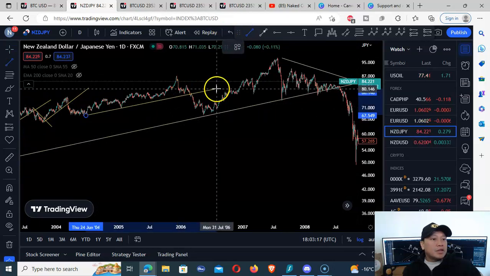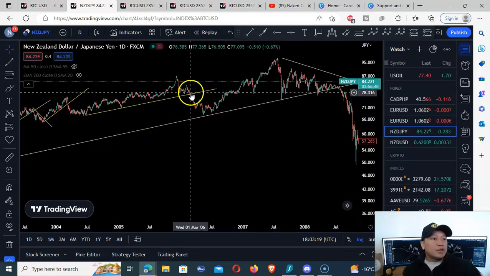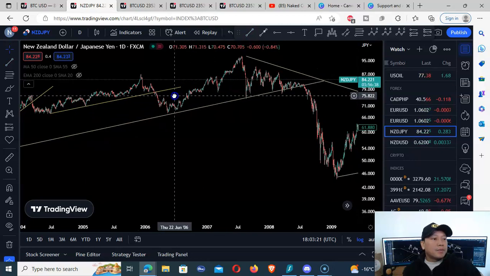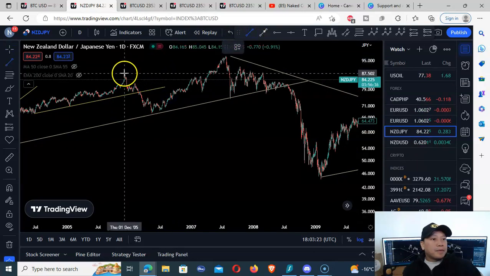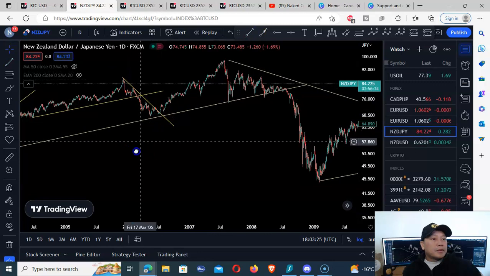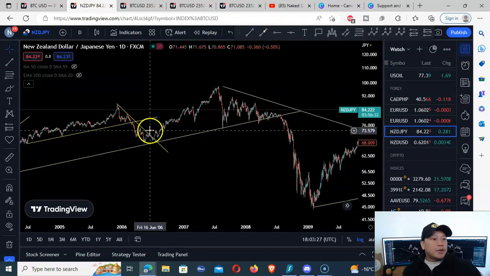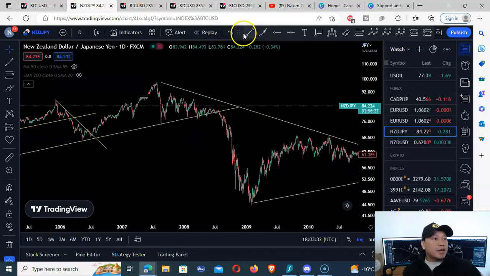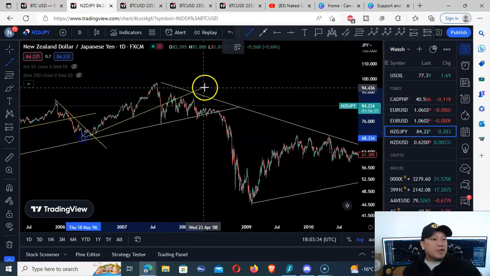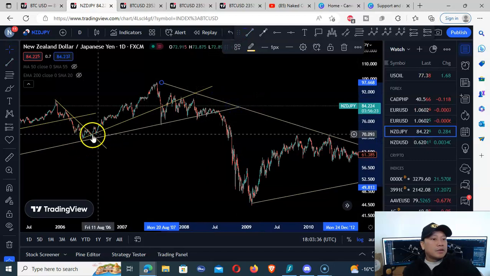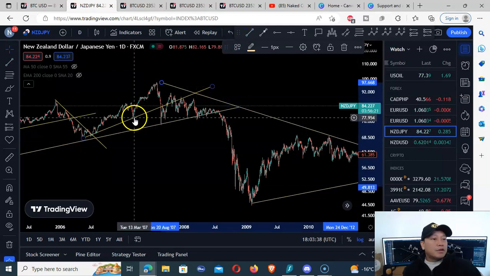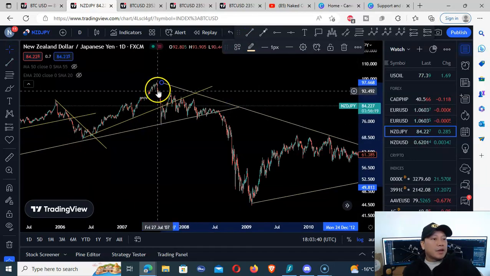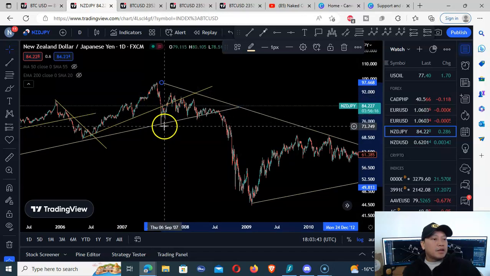Somewhere here, let's see. Look at that: 1, 2, 3. Similar to that, 1, 2, 3. Several touches here before it breaks to the upside. And from here to here, 1, 2, 3, look at that, before it breaks to the downside.